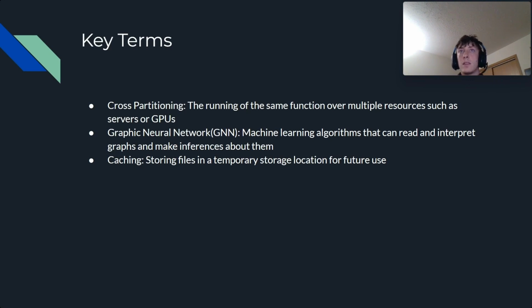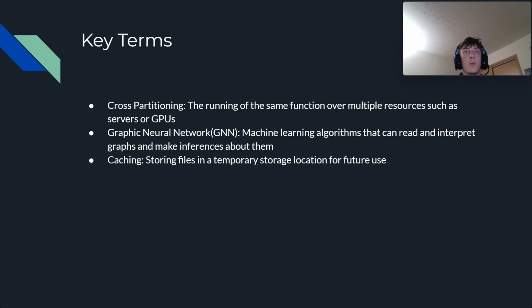Next, we look at graphic neural networks. As stated at the beginning of the presentation, graphic neural networks are machine learning algorithms that can read and interpret graphs. They can make inferences about the graphs, such as node and edge prediction. Graphic neural networks stem from deep neural networks. Deep neural networks are a class of machine learning algorithm that aims to mimic the information in the brain and learn like the brain.